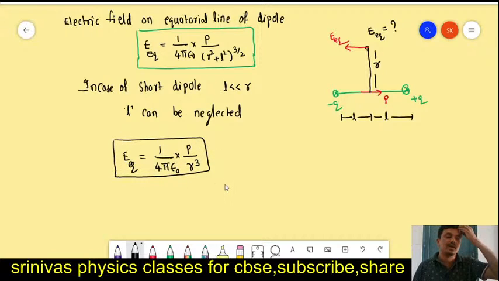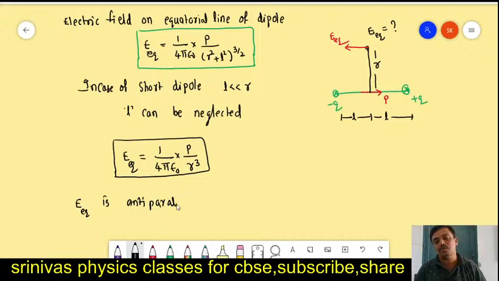Okay. What did you get for E on the axial line? E on the axial line we got is 2p by r cube. E on the equatorial line we got is p by r cube. Okay, now the direction of E on the equatorial line: E on the equatorial line is anti-parallel to the dipole moment. Is it right? Anti-parallel to dipole moment.